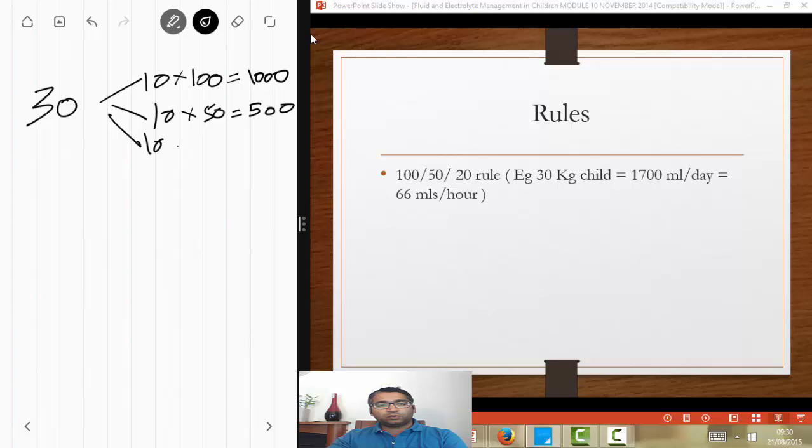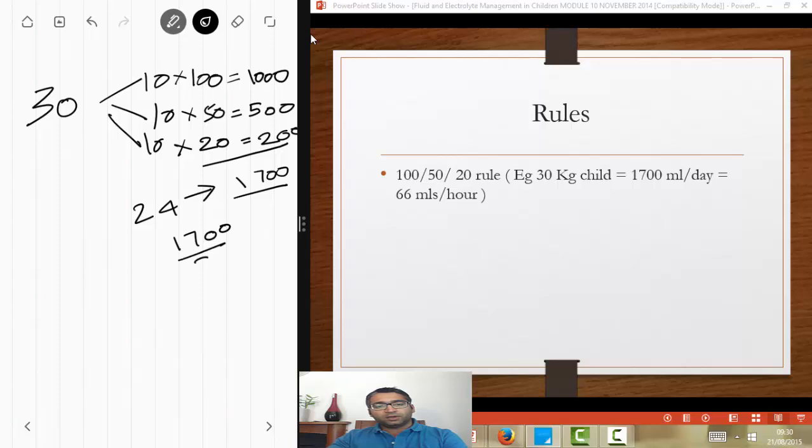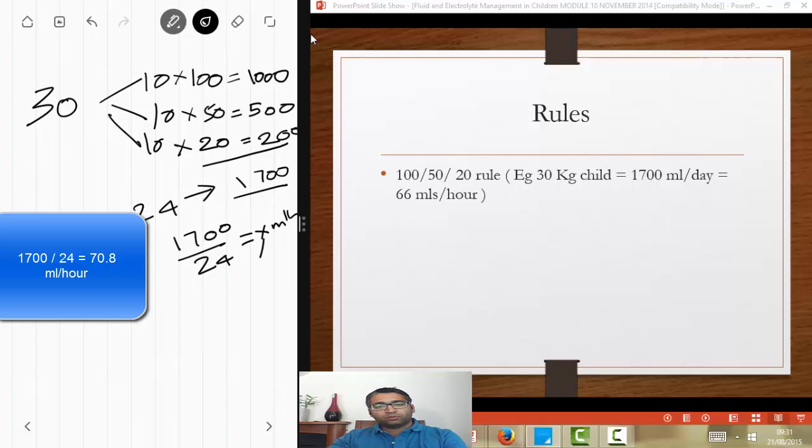Anything after that would be 20 ml per kilo. So in this situation it will be 200. You total that up: 1000 plus 500 plus another 200, so that's 1700 in total. This will be the child's fluid requirement for the whole 24 hours. The hourly rate would be 1700 divided by 24, so X amount of mils per hour.